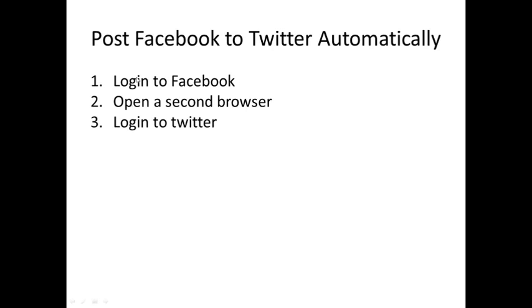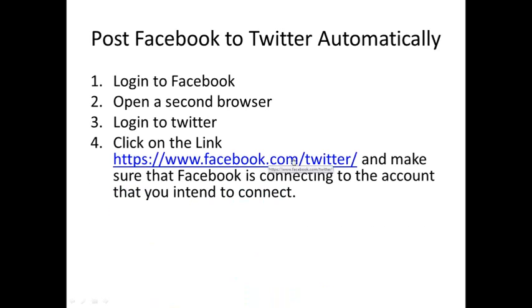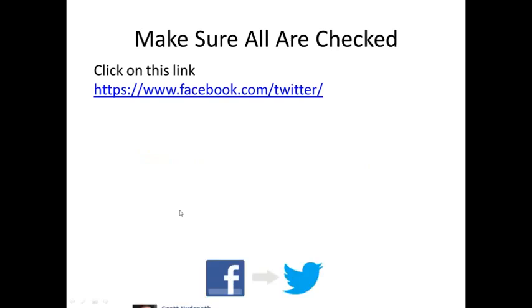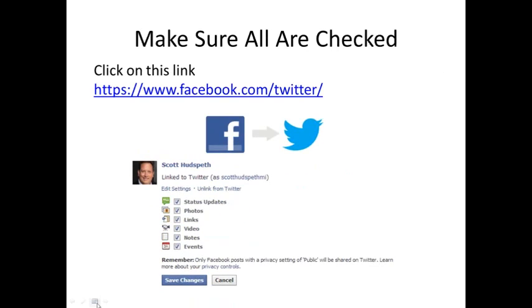So you have Chrome open for your Facebook. You go to Firefox and open a second browser. You log into your Twitter account. You click on this link right here, okay, and make sure that the Facebook is connecting to the account that you intend to connect with. I'm going to do this real quick. So it's facebook.com/Twitter, and edit any settings. So here's kind of what it looks like. So let's do this really quick.